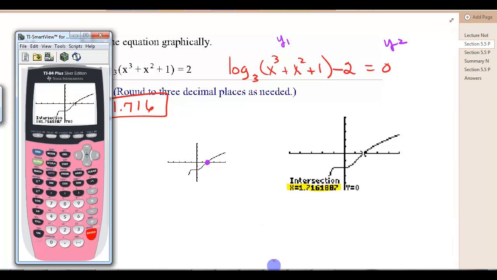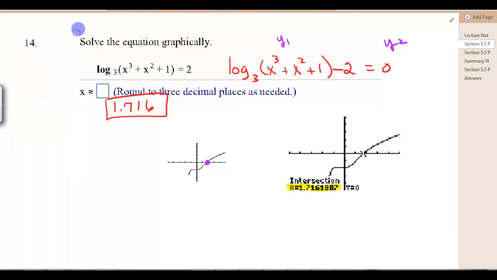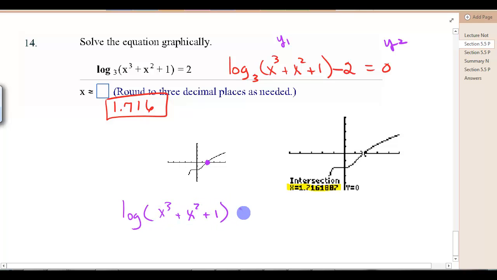So let me also put here our y equals screen. Oh, it's not going to show. I will write that down the way we had to do it, because we had to use right here to do this log. We had to write it in as change of base. So we had log of x cubed plus x squared plus 1 divided by log 3, and then we had a minus 2. So that was in y1, and y2 was equal to 0. And that's how we would get that solution. And that gets you some good practice on properties of logs.